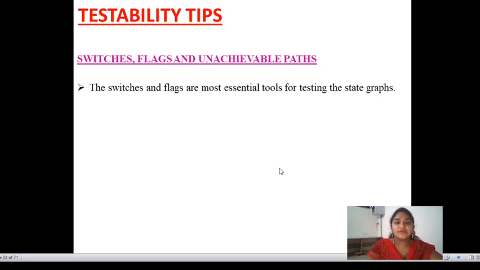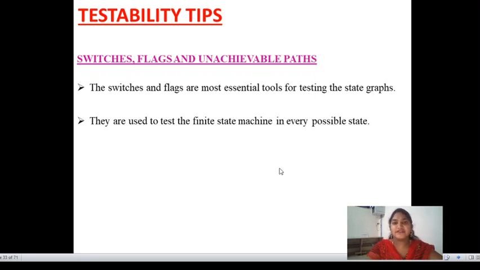So these are the essential tools for testing the state graph, and they are used to test the finite state machine in every possible state. The finite state machine is a machine that consists of all the inputs, which are defined finitely. There are some limits to be defined, and the outputs and transitions defined from one state to another state, all the links, using the switches and flags, you can call it FSM, which is nothing but finite state machine, and these are used to test the FSM in every possible state.